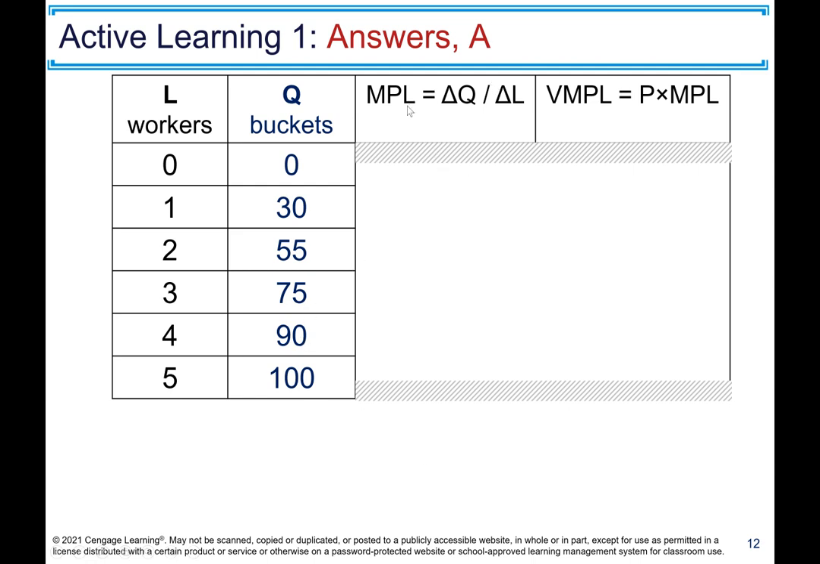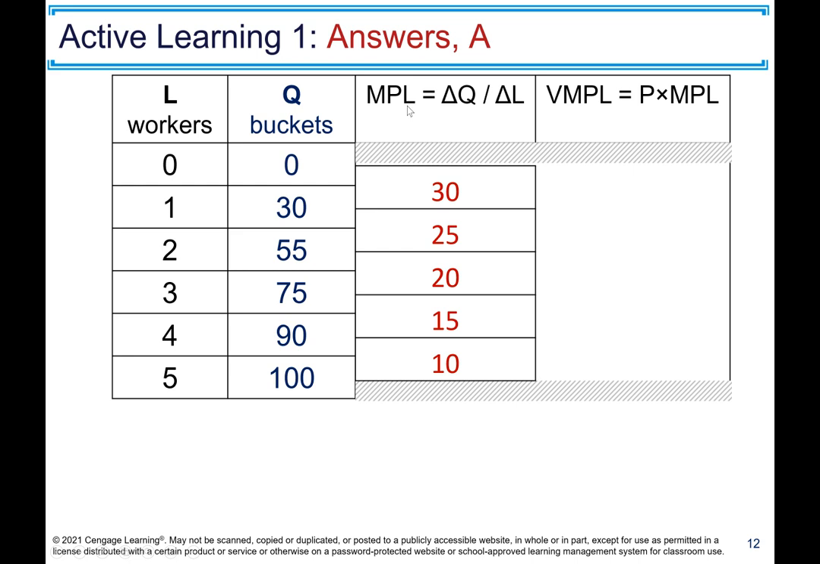Answer. The marginal product of labor is the change in output. From 0 to 30, the change is 30. From 30 to 55, the change is 25. From 55 to 75, the change is 20, and so on. The change in labor is 1, so you divide by 1 each time.